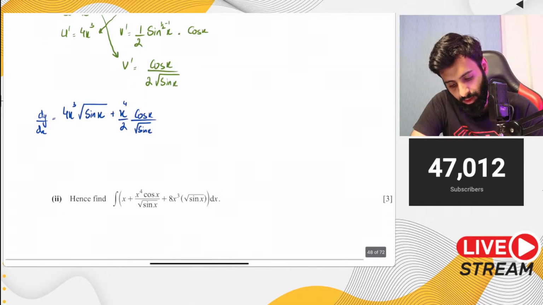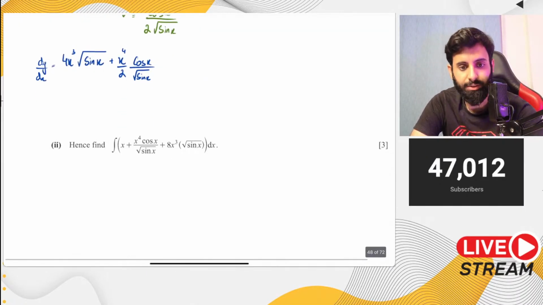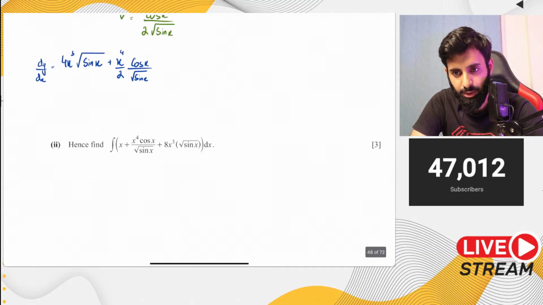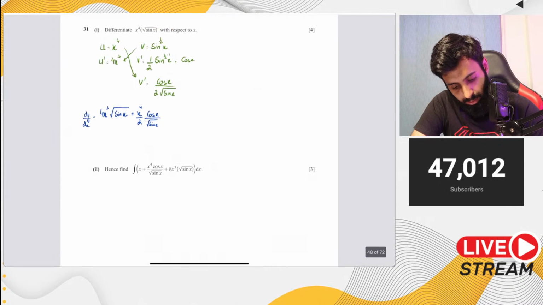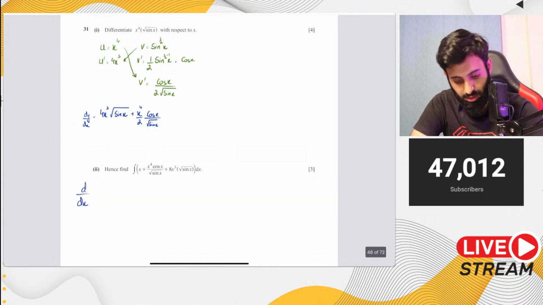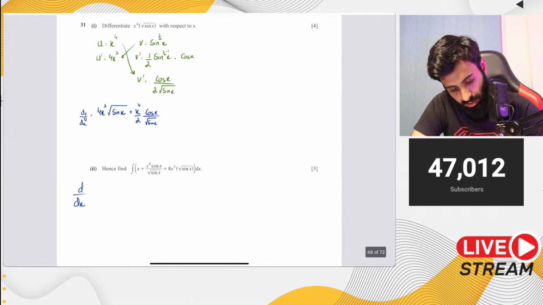Now after part 1, here's what we know. After part 1, we know that if we differentiate x power 4 into square root of sine x, we get the following.